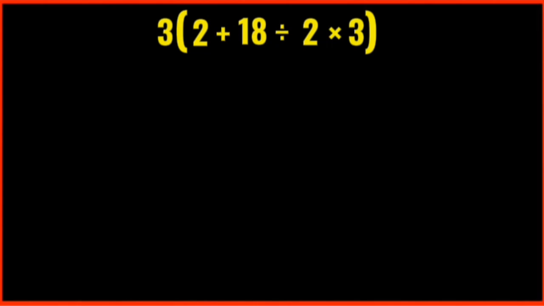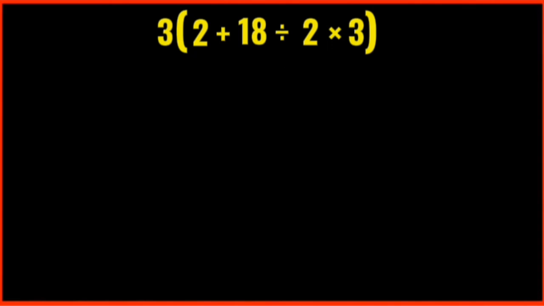Today, I want to show you how to solve a math problem that a lot of people get wrong. So here's a question. 3 multiplied by parentheses 2 plus 18 divided by 2 times 3. Take a moment and see if you can solve it before I show you the answer. Now, many people get this question wrong because they make one mistake with the order of operations. Some people answer 15. Let's go through it carefully and see why.